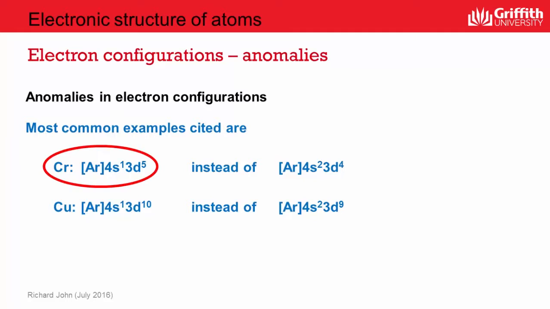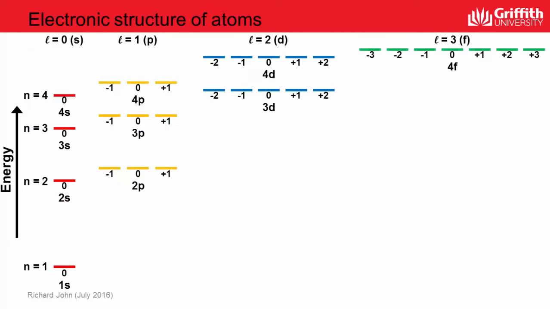The actual electron configuration for chromium has the argon core of 18 electrons plus 1 electron in the 4s subshell and 5 electrons in the 3d subshells. So the argon core 4s1, 3d5. If we followed the Aufbau principle, we would expect it to be argon core 4s2, 3d4. Similarly with copper, the actual electron configuration has the argon core 4s1, 3d10 instead of argon core 4s2, 3d9, which is what we'd expect if we followed the Aufbau principle.